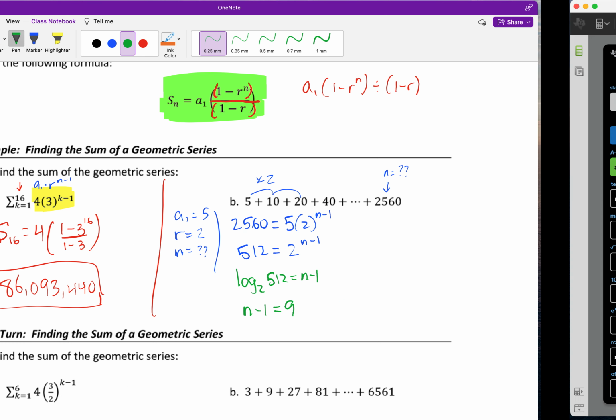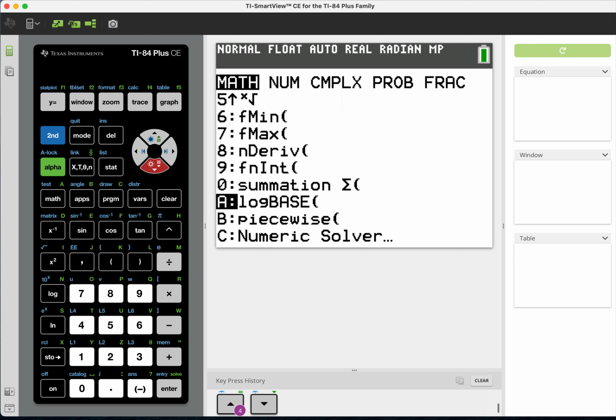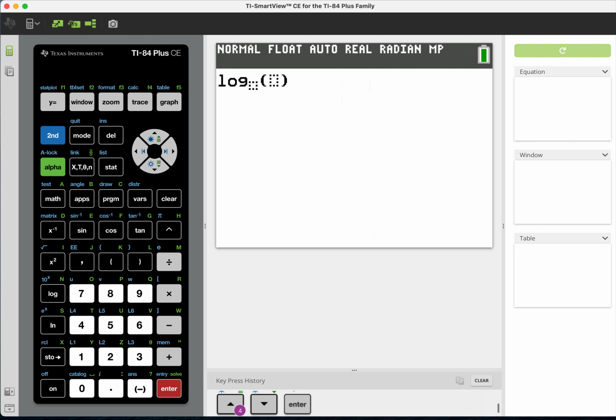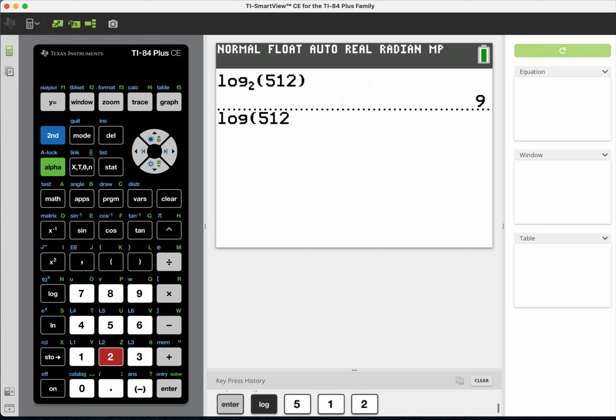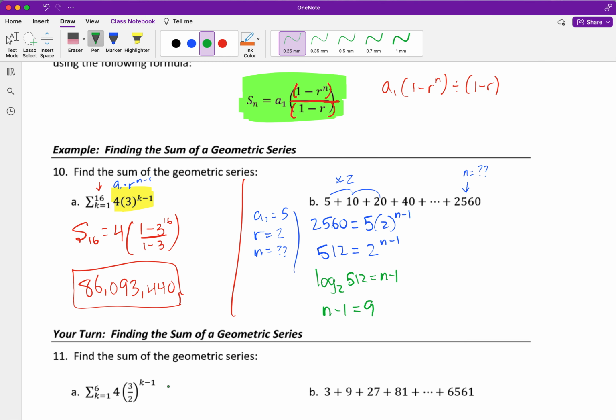And I'll just super quickly remind you how to do that. You hit math, and then you go up to log base if you have a newer calculator, and then you literally just type this in. So we do 2, and then 512, and I got 9. If you have an older calculator, you have to use the change of base formula. So you would do log 512, close parentheses, divided by log 2, and it would give you the same answer. And all we did was just switch from log form to exponential form, following whichever method you want to follow. And I get that n equals 10.